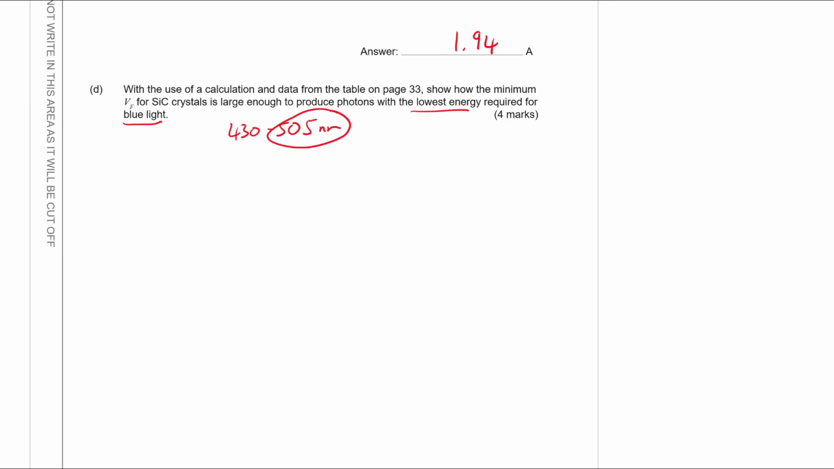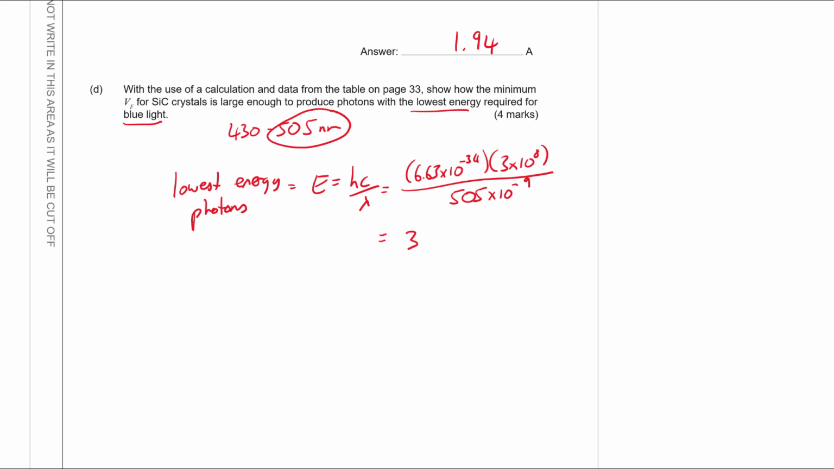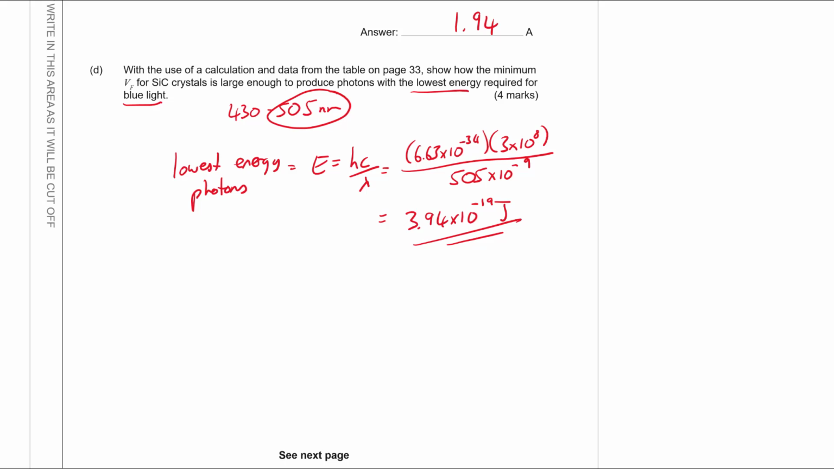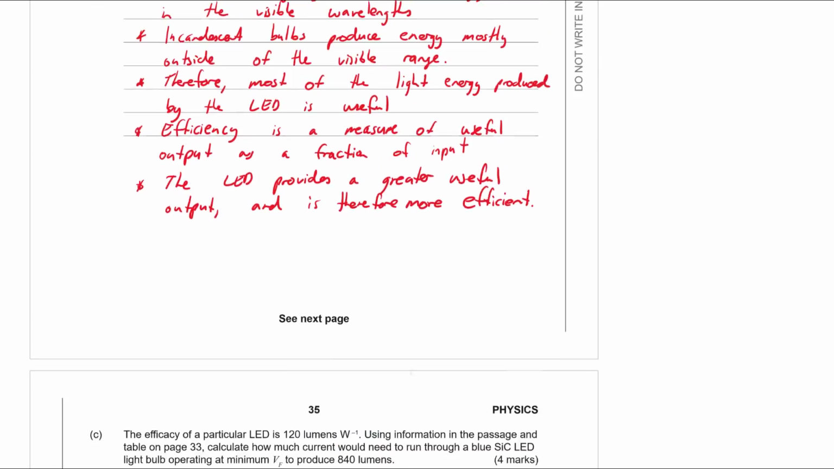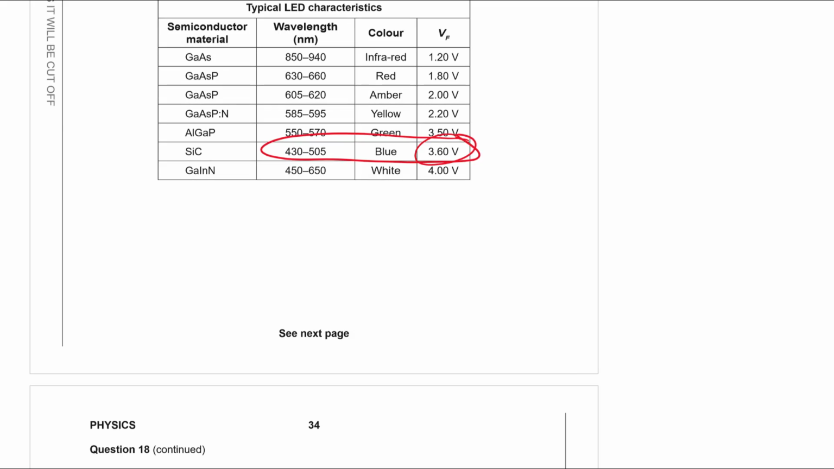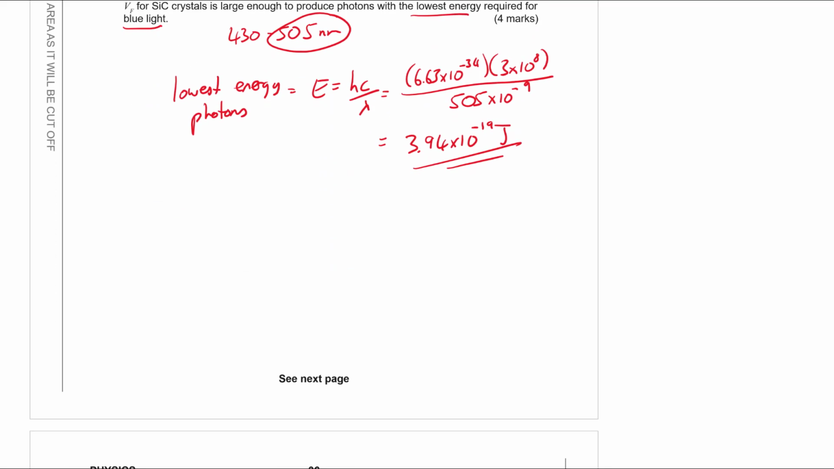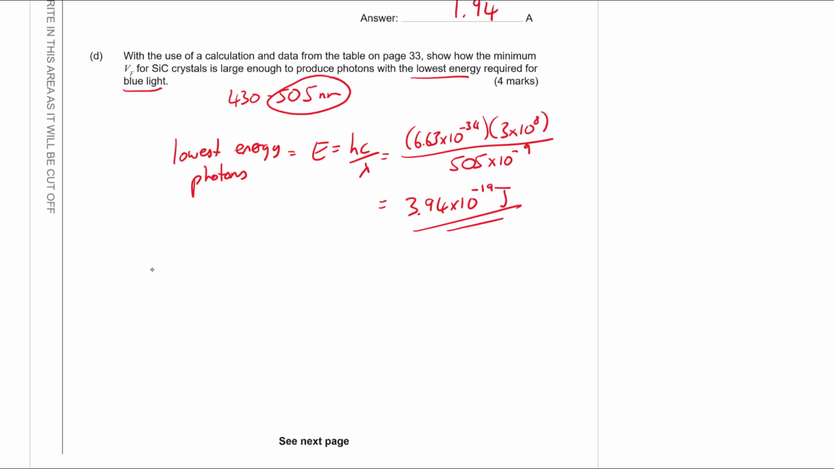So first I want to figure out what is the energy of a photon that has a wavelength of 505 nanometers. I'll write that down, and I end up with 3.94 times 10 to the negative 19 joules. Now this number represents the minimum amount of energy that is going to be required to produce blue light. Now the question's asking to show that if it has the forward voltage up here of 3.6, you'll be able to provide the photon with enough energy to provide at least that 3.94 times 10 to the negative 19 joules.